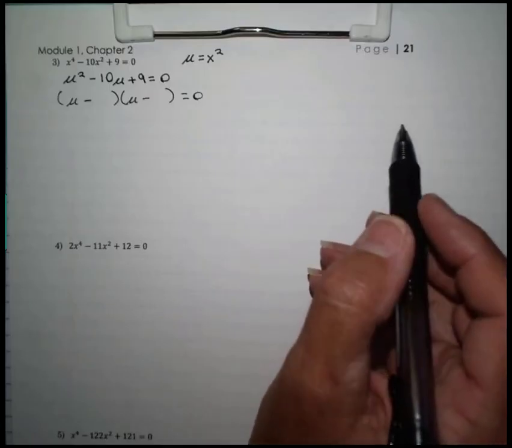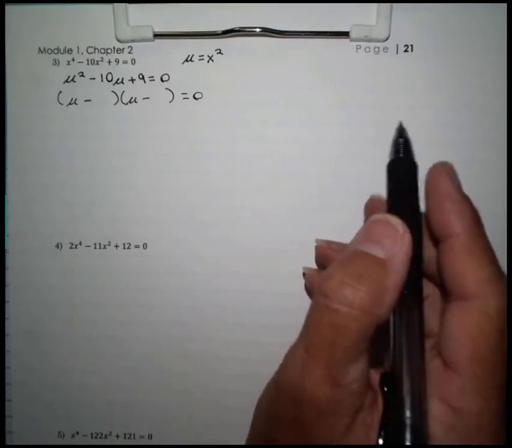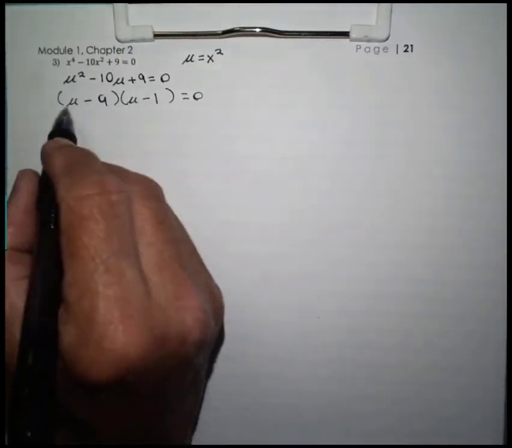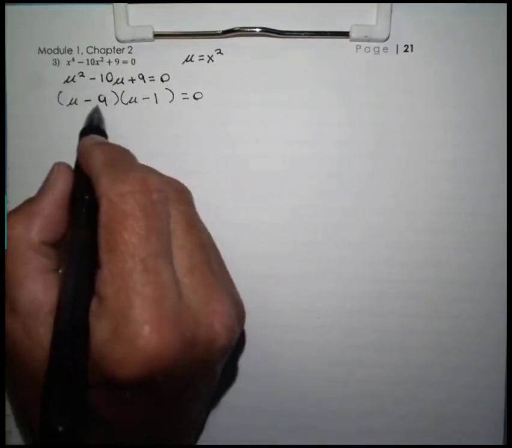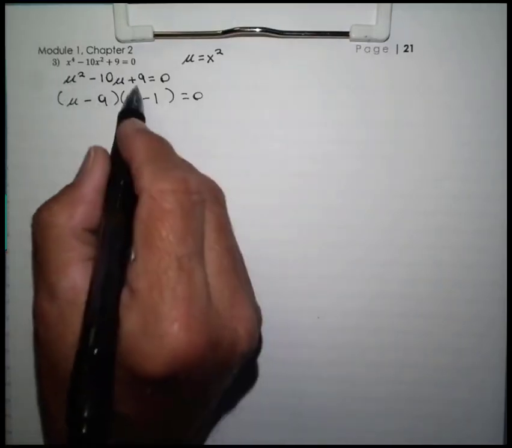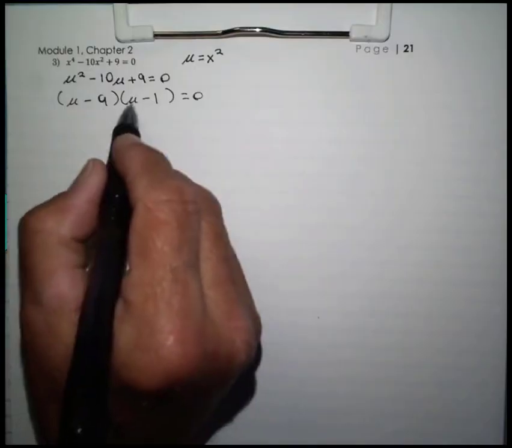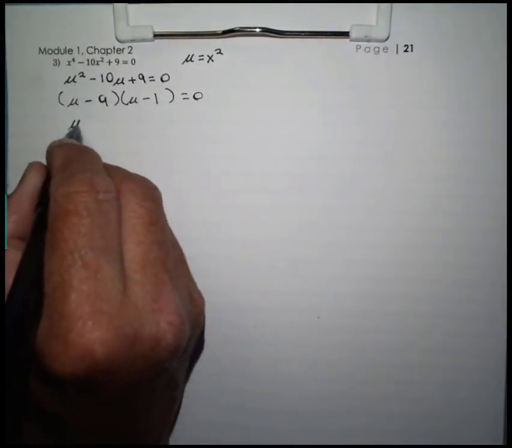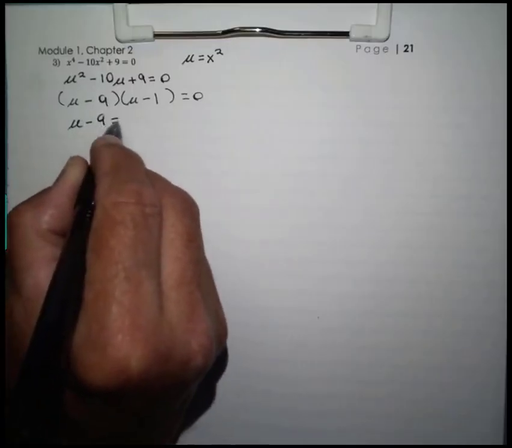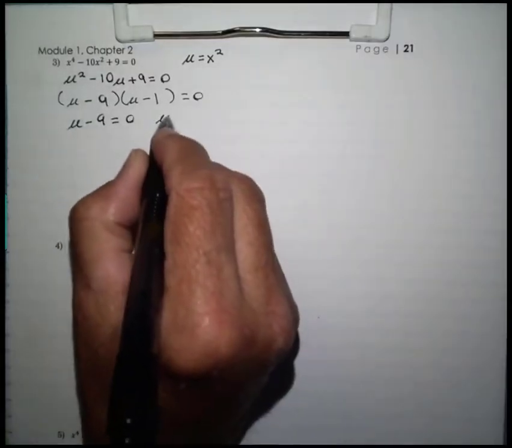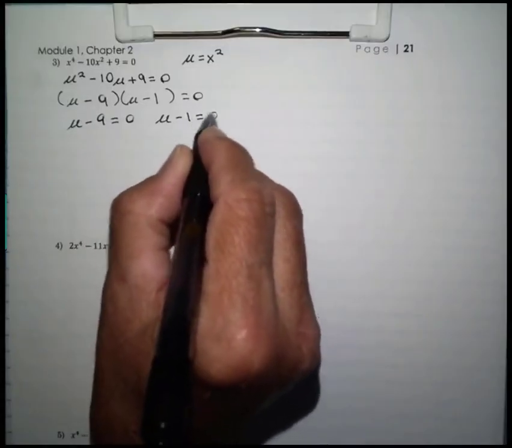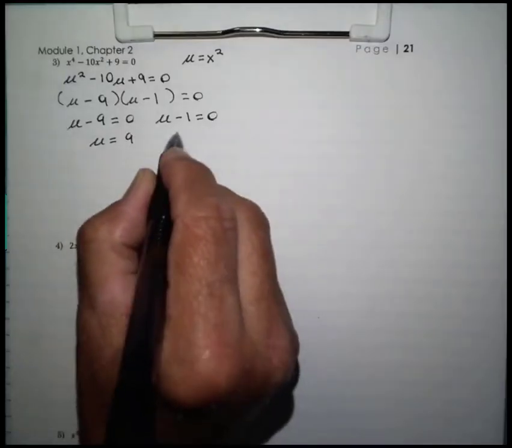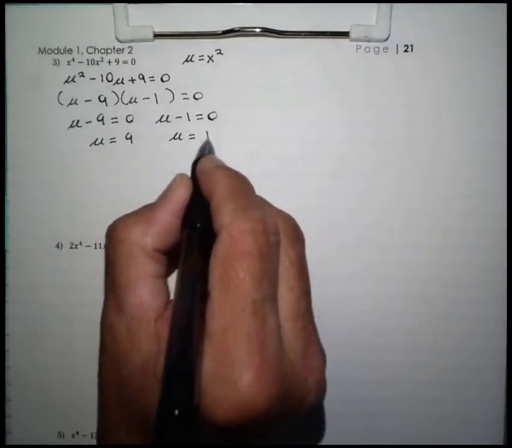And then I'm going to look for factors of 9 that add together to give me a negative 10. And of course, the only factors that would do that would be a 9 and a 1. So I check it. U times u is u squared, and negative 9 times negative 1 is positive 9. Negative 9u minus 1u gives me a negative 10u. So I end up with u minus 9 is equal to 0, and u minus 1 is equal to 0. And this time u is equal to a positive 9, and u is going to equal a positive 1.